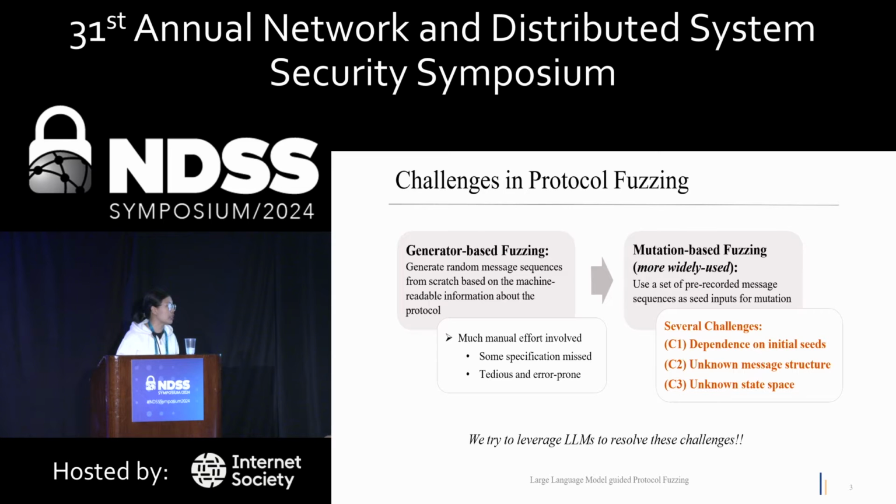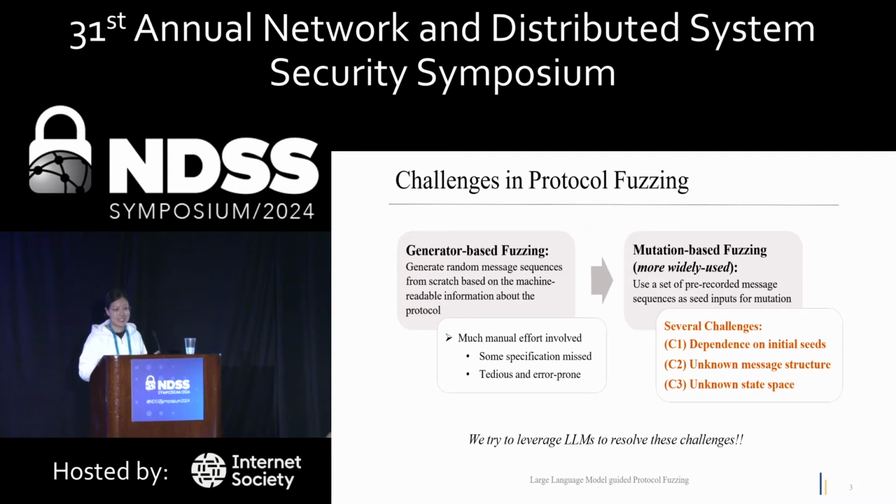The third challenge is that the fuzzers also have no idea about the state space. It's not because they don't have knowledge about the state machine, but during mutations it's just random, so they are not able to infer the state space. During mutations and state selection, they are also not able to direct the fuzzing to explore deeper state space. Facing these challenges, in this work we try to use large language models to resolve these challenges in protocol fuzzing.